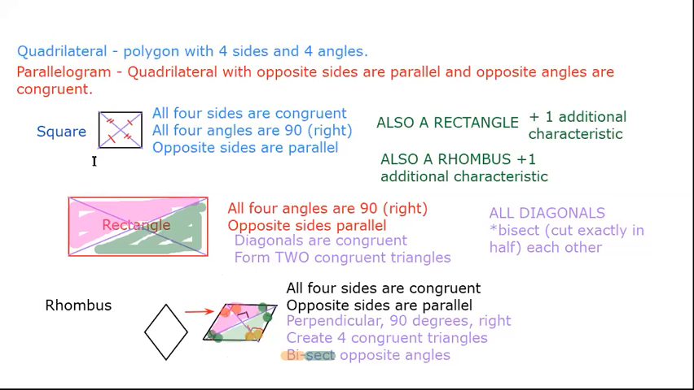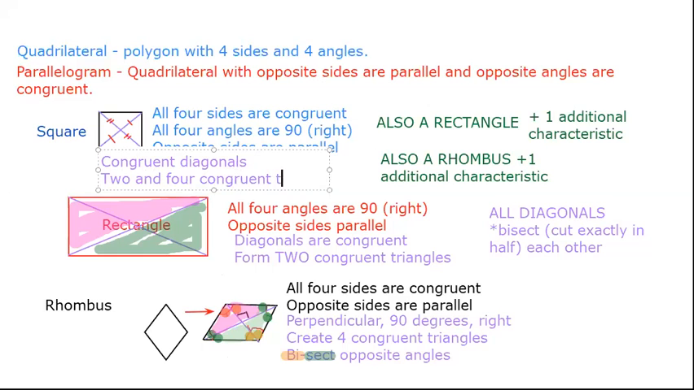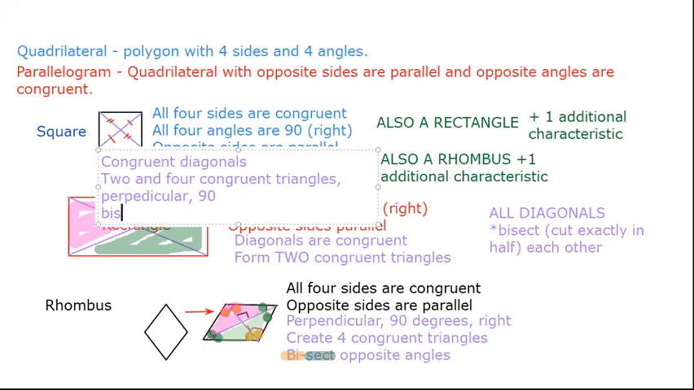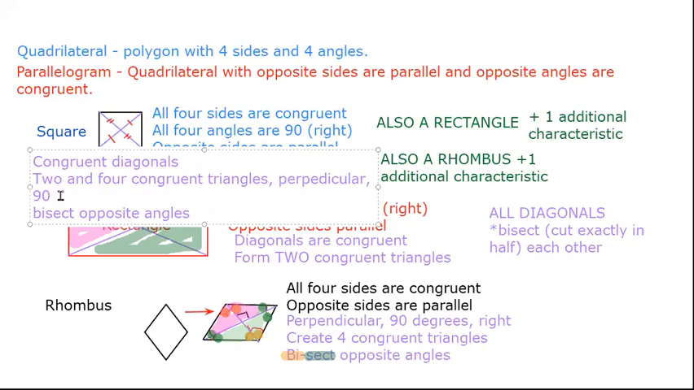So diagonals of a square are congruent, and form 4 congruent triangles, and are also perpendicular, 90-degree angles, and they also bisect the opposite angles, the same as in a rhombus. It's going to be hard to fit all that in there.